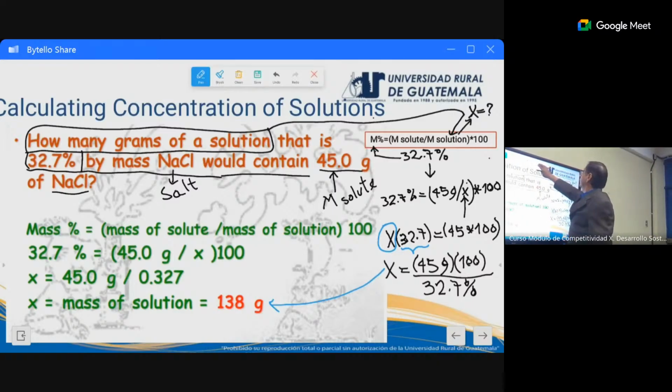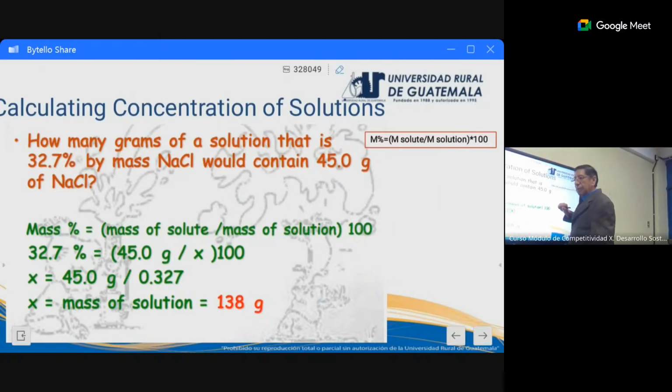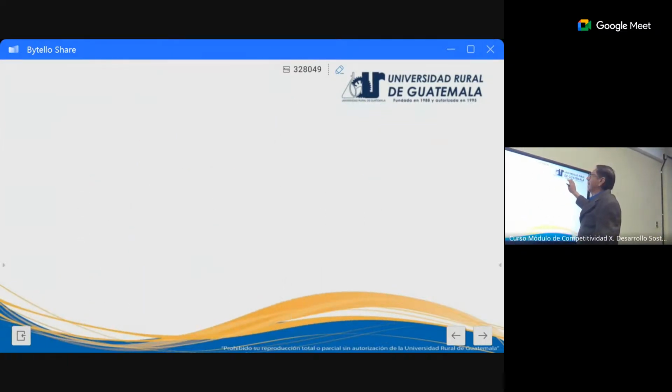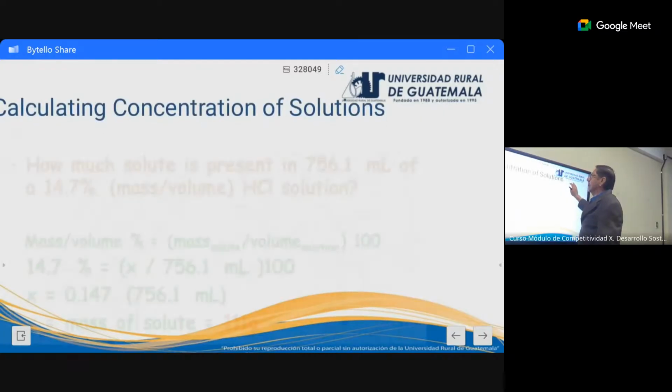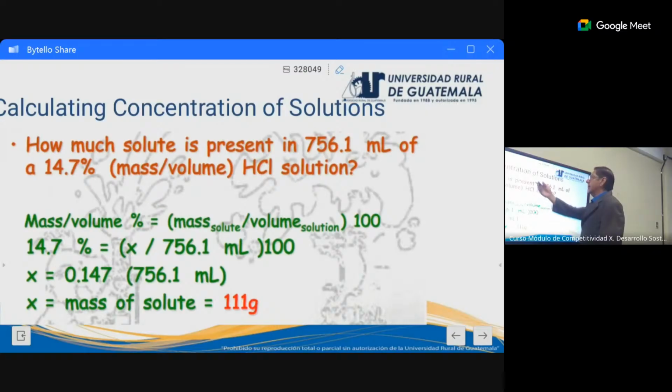But now let's go ahead with another example. In this case, we have this example that says how much solute is present in 756.1 milliliters of a 14.7% mass volume of this hydrogen chloride solution.